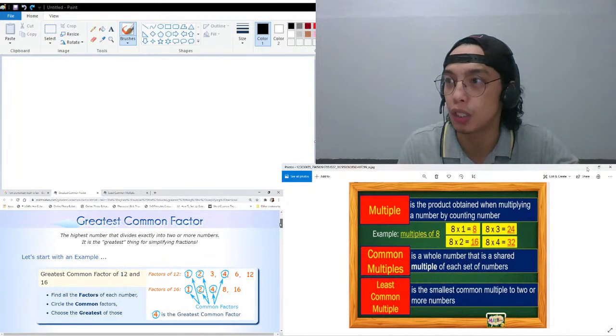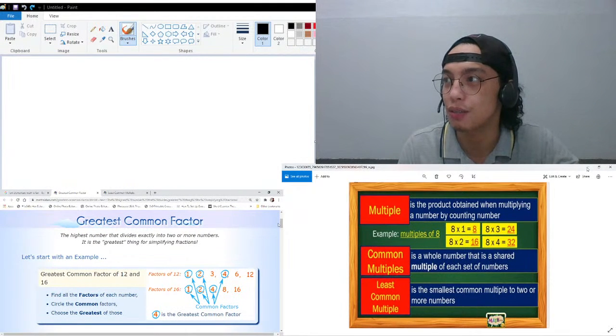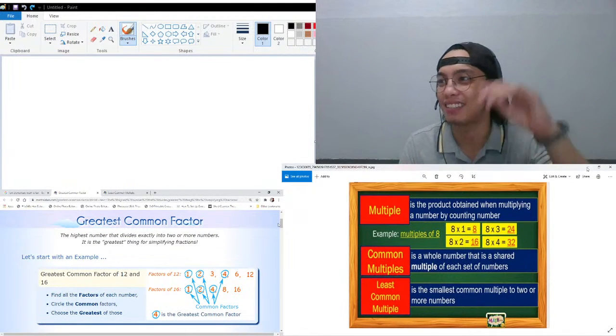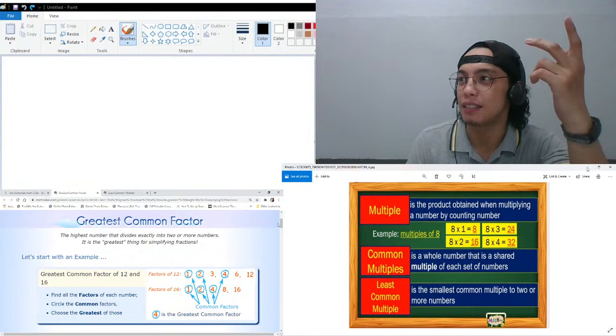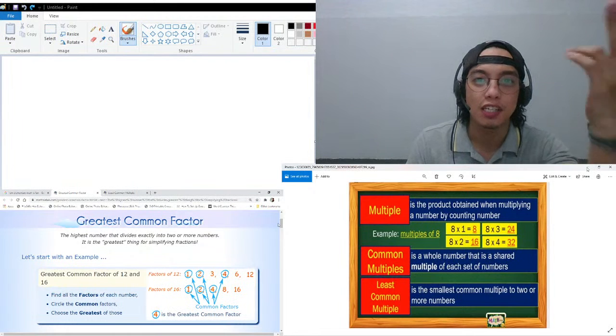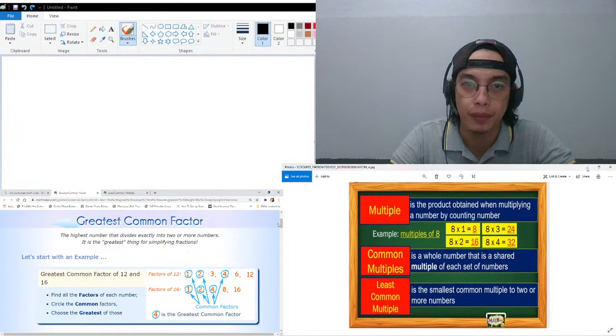What is GCF? By the way, if you have questions, don't hesitate to ask in the comment section or the live chat, and I'll try to answer them. So GCF, or the greatest common factor, is the highest number that divides exactly into two or more numbers, or it is the greatest thing for simplifying fractions.